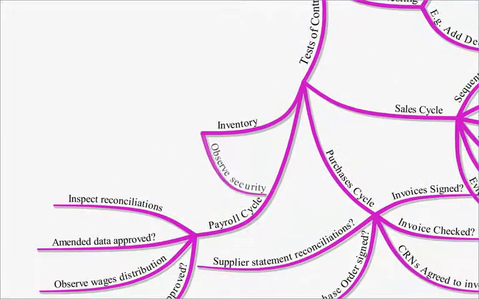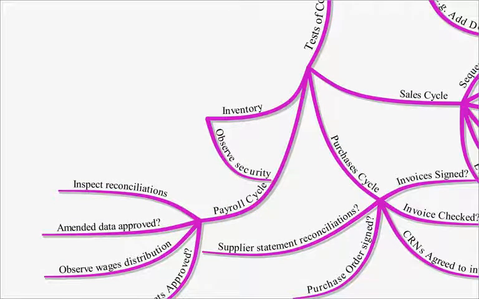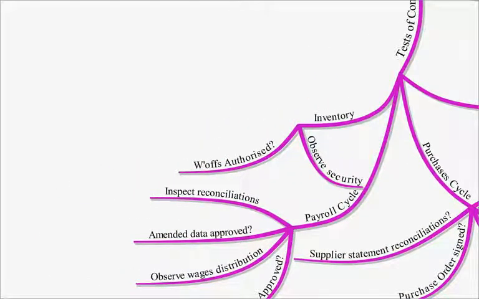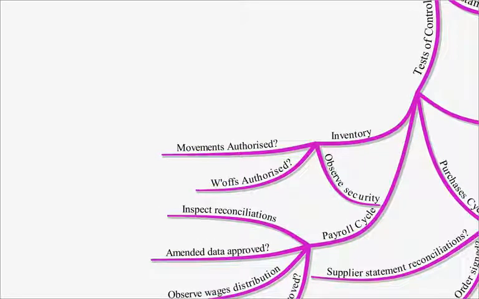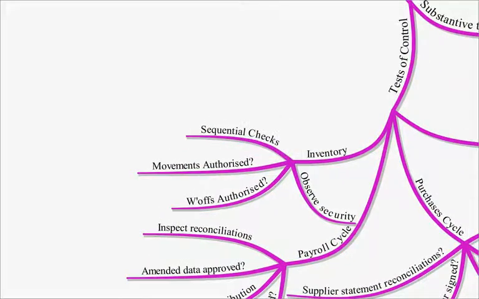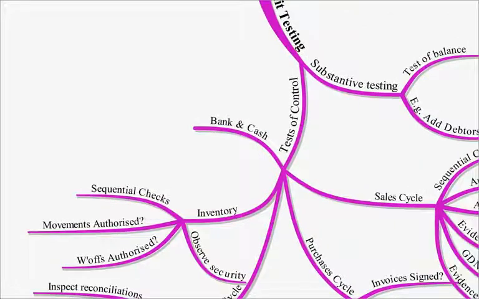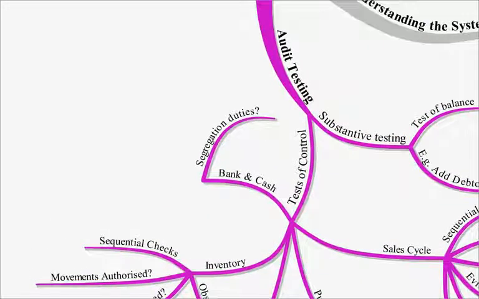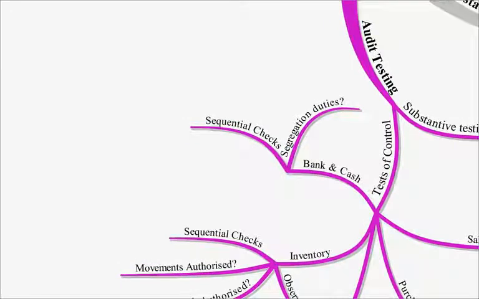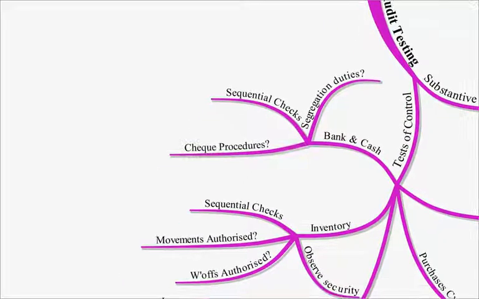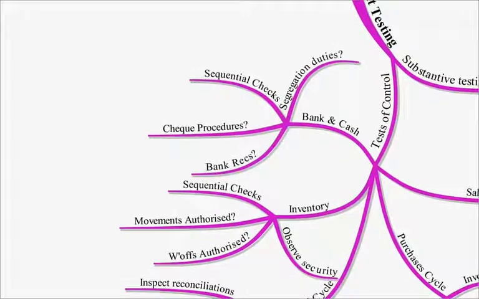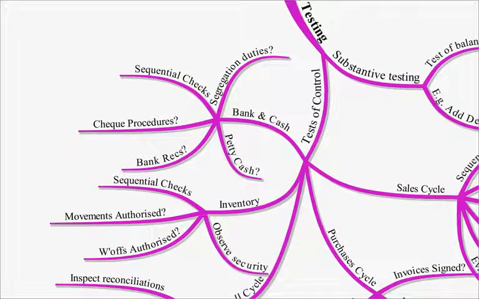Inventory, then, you'll have sequential checks. You'll observe security, you'll check that write-offs are authorized, and you'll check that movements are authorized. For bank and cash, you'll check that there's segregation of duties, that the sequential checks are carried out, that check procedures are followed, that there are regular bank reconciliations, and that there are controls over petty cash. So you'll check all of those things, undertake tests to make sure those controls are in place.